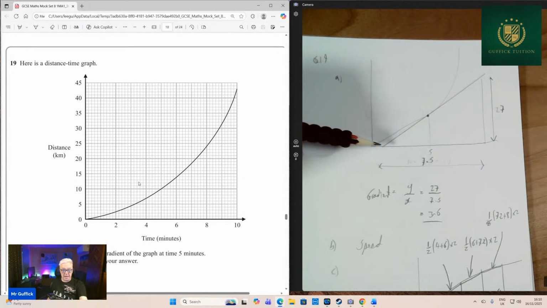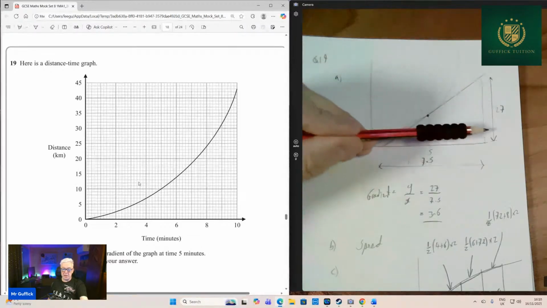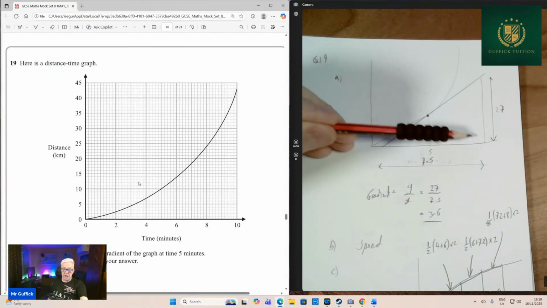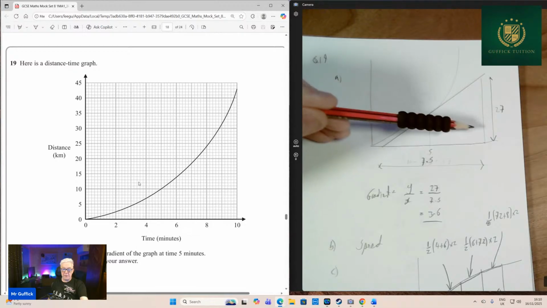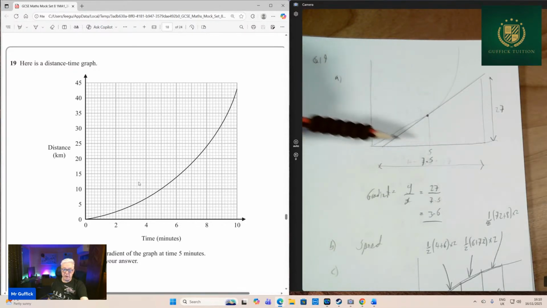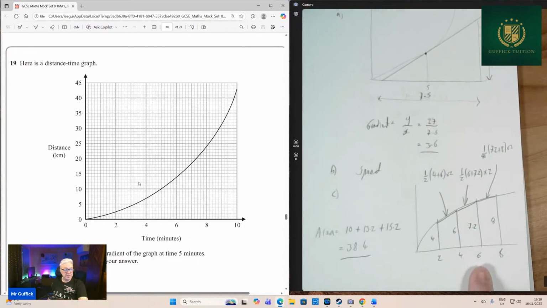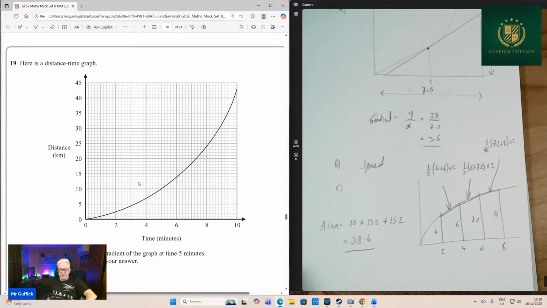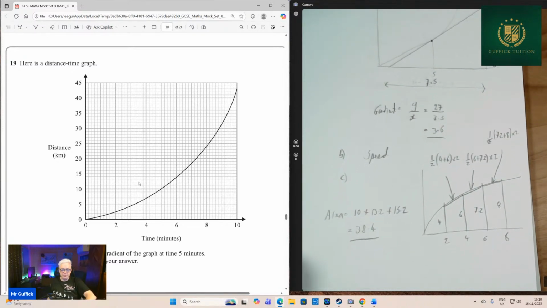Now, it says find an estimate of the gradient, okay? We've got a distance time graph. They could have said find the speed, because speed is also given by the gradient of a distance time graph. But they've just said find the gradient. So gradient is rise over run, or change in y over change in x. And from my graph, I got 27 was that height, and I got 7.5 was my distance along there. So that gave me a gradient of 3.6. But in the mark scheme, I think there's a range of values that they would accept, so between 3.4 and 3.6, I think it was.